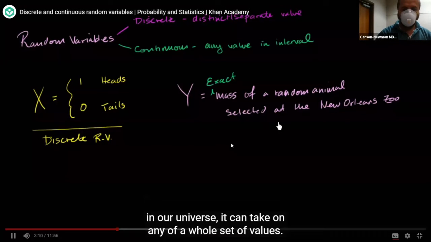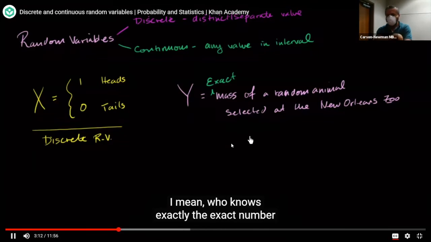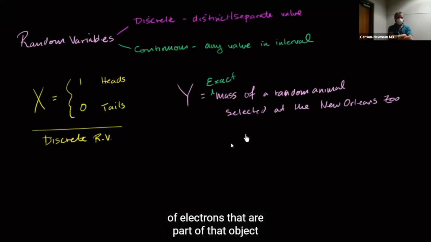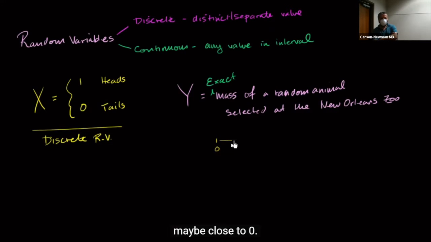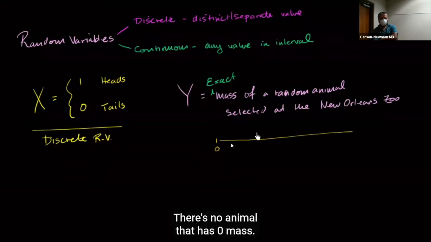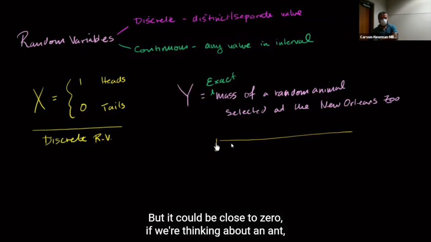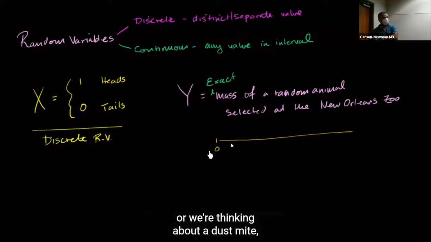The exact mass of a random animal or a random object in our universe can take on any of a whole set of values. I mean, who knows exactly the number of electrons that are part of that object right at that moment? Who knows the neutrons, the protons, the exact number of molecules in that animal at that moment? So that mass, for example at the zoo, might take on a value anywhere between, well, maybe close to zero. There's no animal that has 0 mass, but it could be close to 0 if we're thinking about an ant, or a dust mite, or maybe even a bacterium, if you consider that an animal.